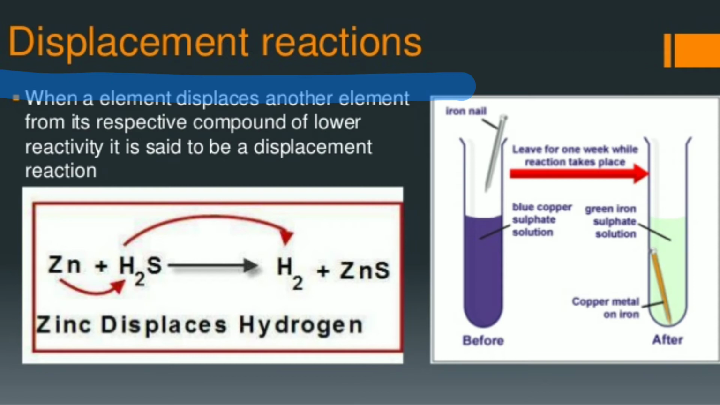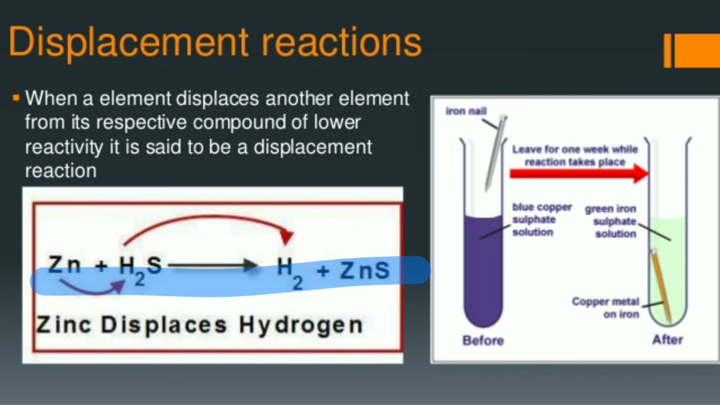Next one is displacement reaction. When an element displaces another element from its respective compound of lower reactivity, it is said to be a displacement reaction. Let's understand with this example. Zn indicates zinc, H2S, where H is hydrogen and S is sulfur. So Zn is of higher reactivity and hydrogen is of lower reactivity. So the higher reactivity element will displace the lower reactive element. So zinc will displace the hydrogen and zinc will combine with sulfur.